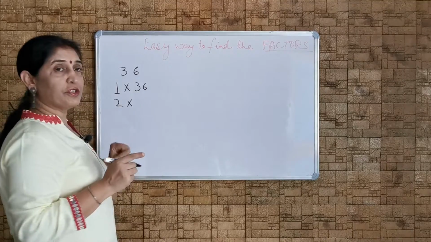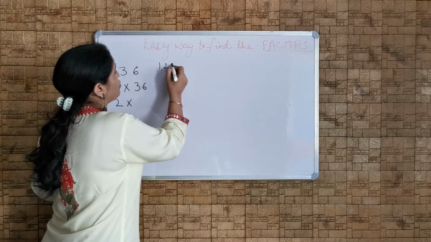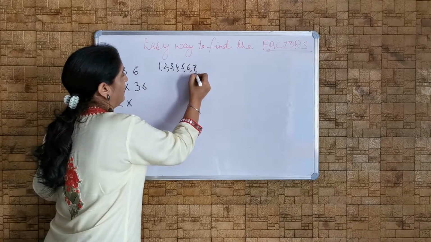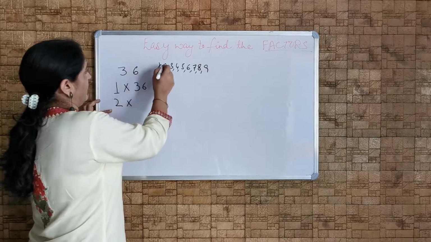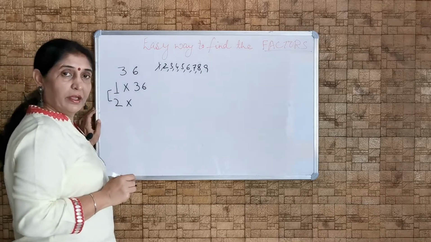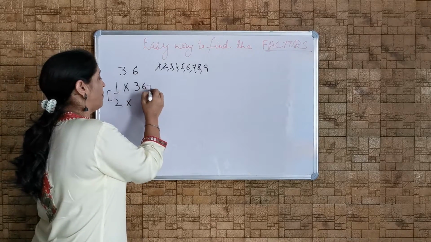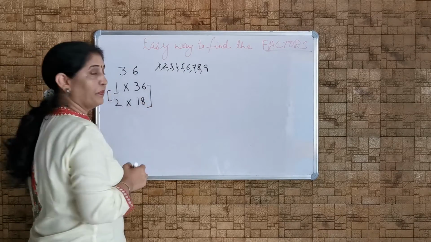Before that, I would like to tell you, we should keep in mind the counting from 1 to 9. We will be going digit-wise. So 1 and 2 are here. When we are doubling from 1 to 2, then we have to bring this number down to half. Half of 36 is 18.